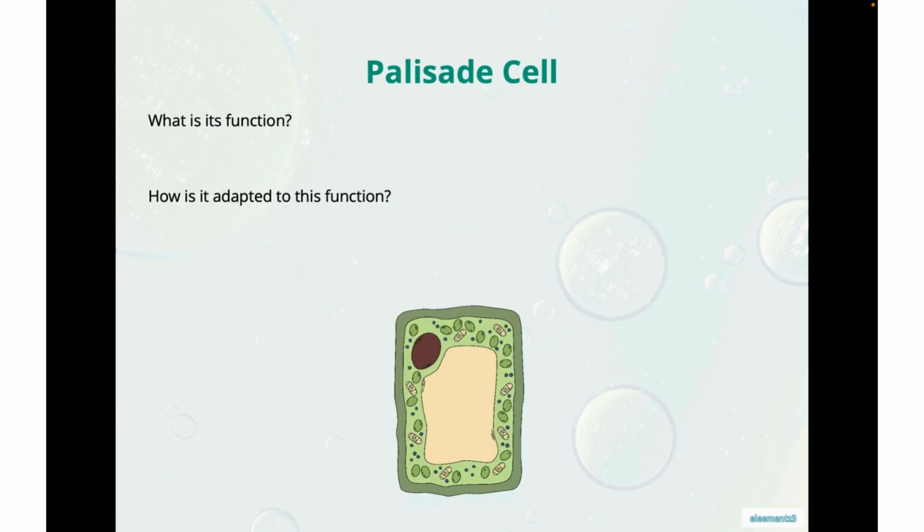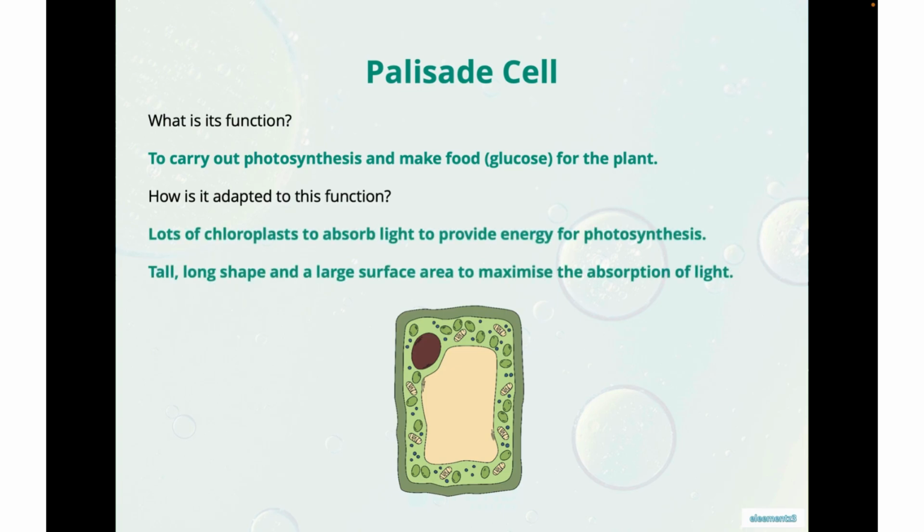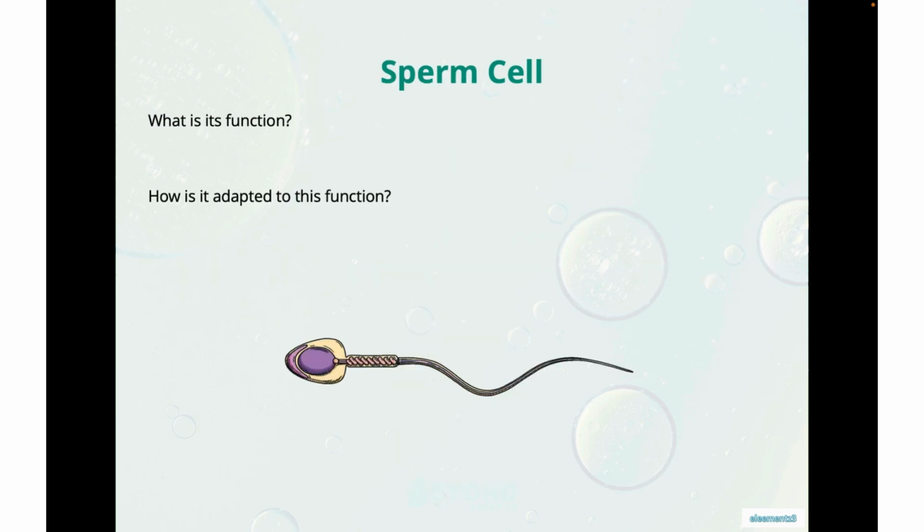Palisade cell. What is the function? To carry out photosynthesis and make food, glucose, for the plant. How is it adapted to this function? Lots of chloroplasts to absorb light to provide energy for photosynthesis. Tall, long shape and large surface area to maximize the absorption of light.